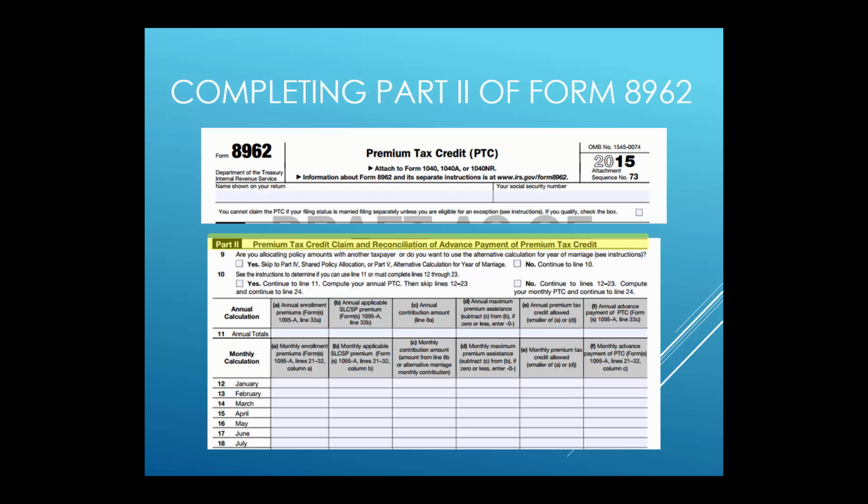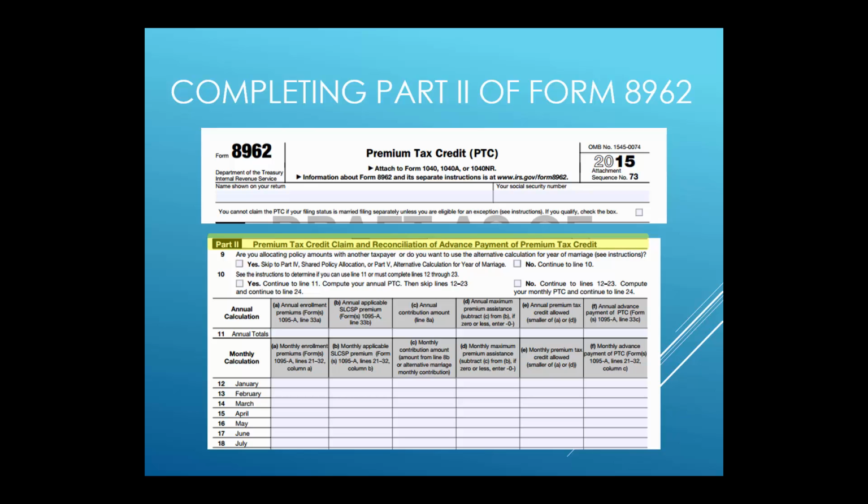Now, Part 2 of the 8962 is used to compute the amount of the credit. You would compare it to the advance payments and determine if there's a net premium tax credit or excess advanced credit payments. Line 11 here on the form is used to compute the credit and compare it to the advance credit payments if there are no month-to-month changes in the information that the marketplace reported on the Form 1095-A.